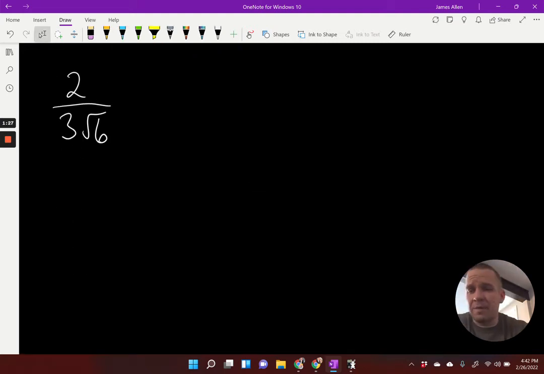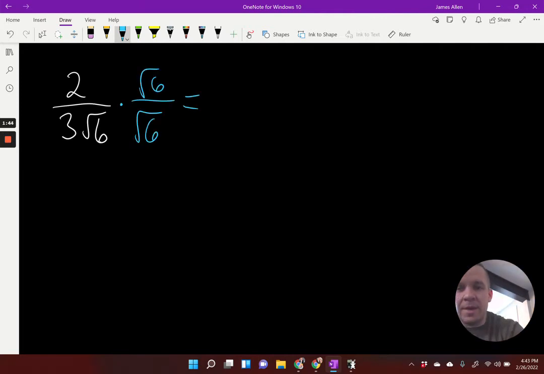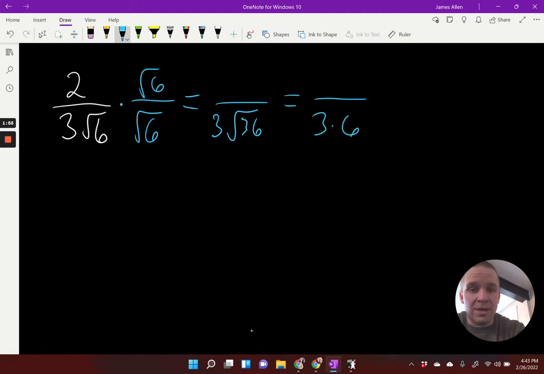So here I have 2 divided by 3 root 6. Now, some people are just like, well, I can just multiply by my denominator, both numerator and denominator. I'm not going to multiply by the whole denominator because it's going to cause more simplifications later on. So I'm just going to multiply by that square root of 6. Because if I do that, now my denominator becomes 3 times the square root of 36. Okay, let's write that out. 3 times the square root of 36, which we know is 3 times 6, which is just 18.